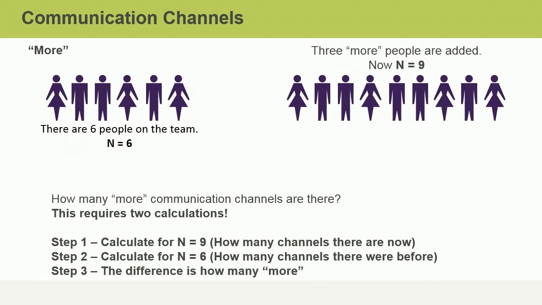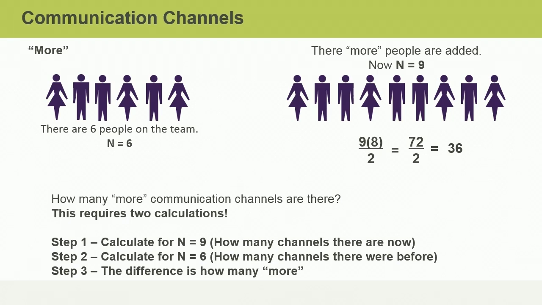So the first step is to calculate for n equals 9. That will tell us how many communication channels there are now. What answer do you get? You may pause the video at any time to determine the answer and then resume the video when you're ready to hear the correct answer. If you said 36, you are correct. You would multiply the 9 team members by the 8 other team members. That gives you 72. Then you divide 72 by 2, resulting in 36 communication channels.